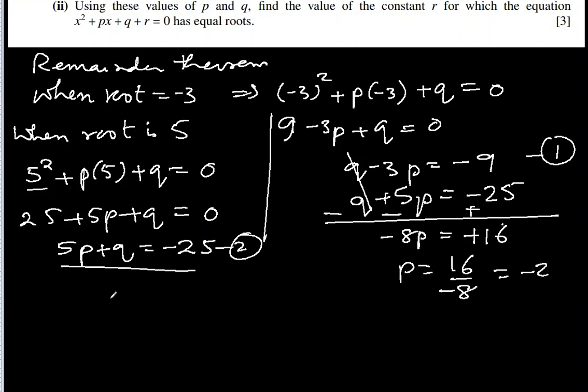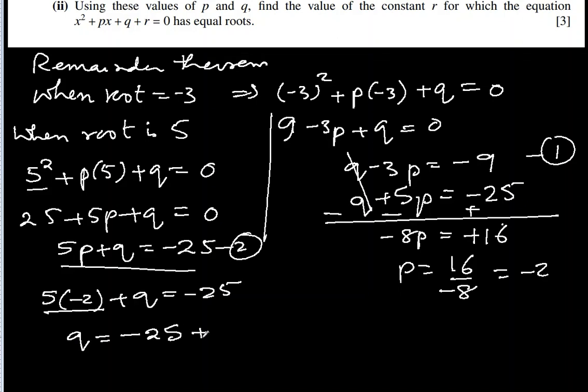And let's use this equation to get the value of q. 5 times minus 2 plus q equal to minus 25. So this becomes minus 10. q equal to minus 25 plus 10. Because it changed its position, it became positive. So q equal to minus 15.